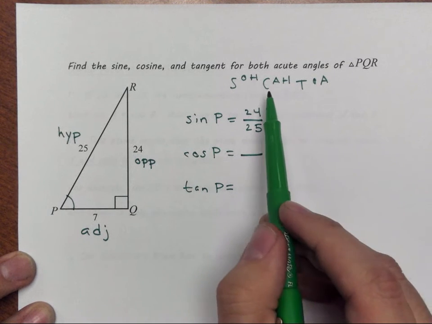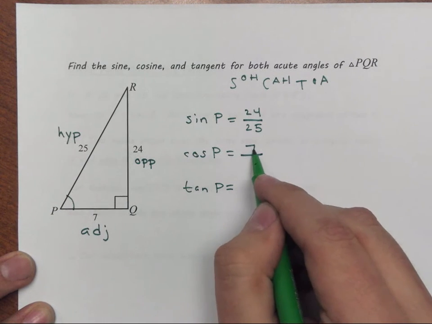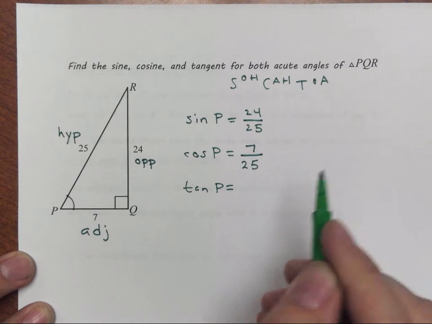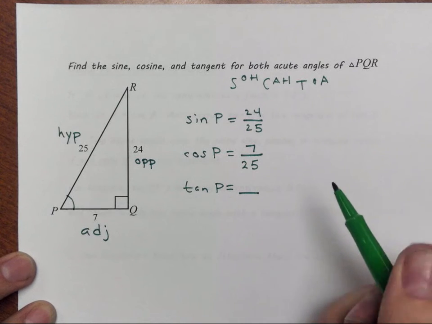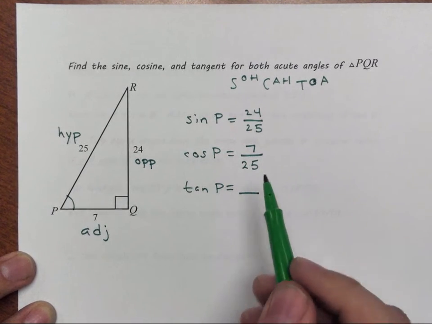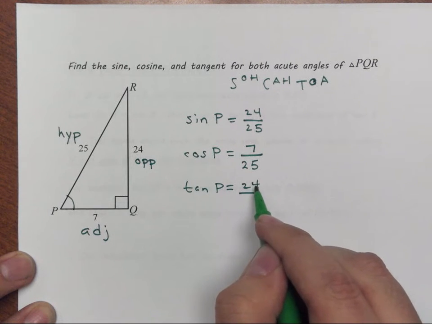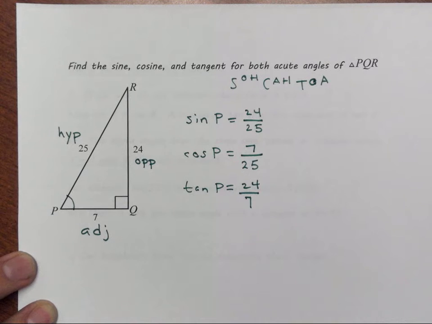Cosine of P is adjacent leg over the hypotenuse. Adjacent to P is 7, the hypotenuse is 25. And the tangent of P is the opposite leg over the adjacent leg. The opposite leg is 24, the adjacent leg is 7, so this is 24 over 7. Alright, at that point, I have found the sine, cosine, and tangent of angle P.